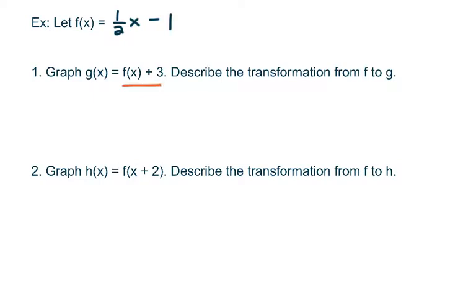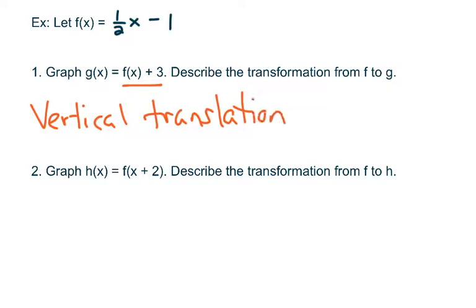So we got plus 3, and it's on the outside of the function. It's not directly on the inside, so this is a vertical translation. It's going to be 3 units. And again, since it's plus and it's vertical, that means it's normal. That's 3 units up.